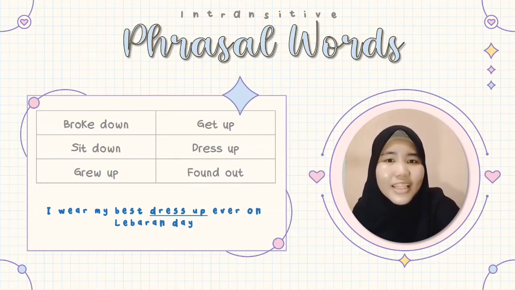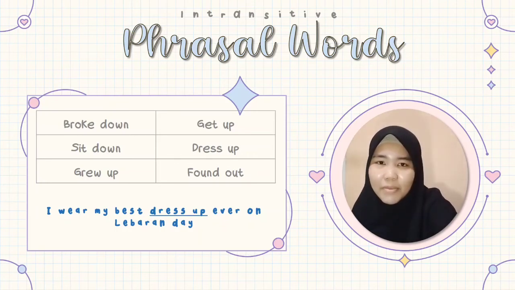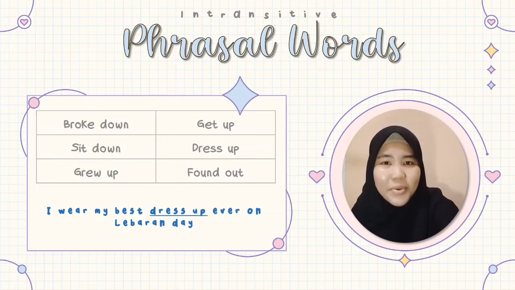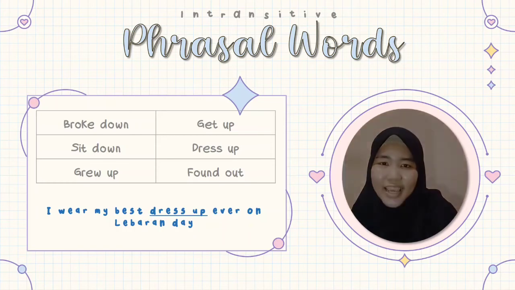Let me give you a little highlight from this example. As you can see, there is no object after the phrasal word dress up. You just need to state dress up only, without any object, to make the statement clear because it already gives the meaning. As for the other part, it is followed by an adverb of time. Yes, Lebaran Day.